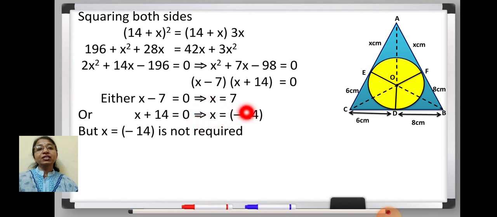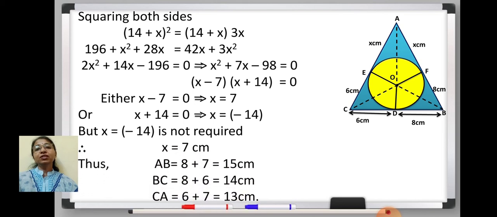But what is x? x is our length AE or AF, and length is never negative. So x is equal to minus 14, this value is not acceptable. So then what is the correct value of x? x is equal to 7. So here you will get x is equal to 7.